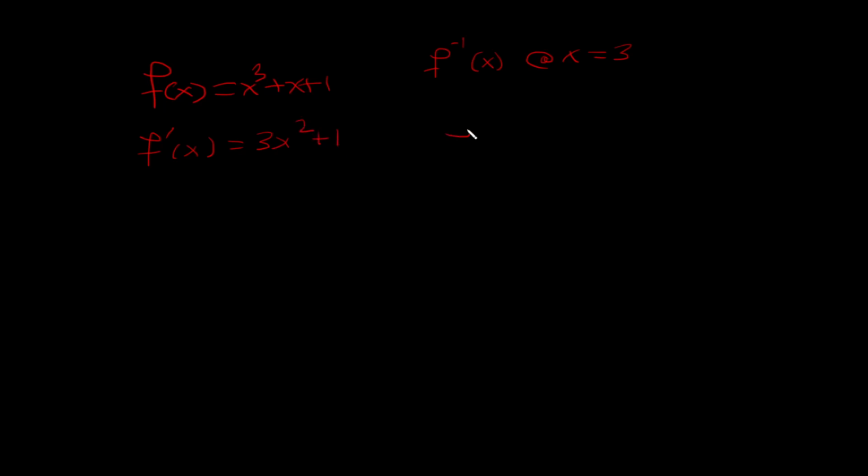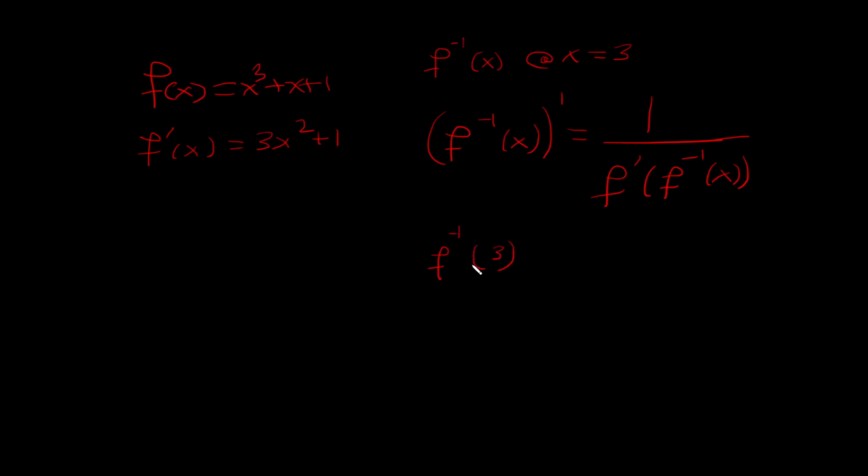But the derivative of an inverse is 1 over f prime of f inverse of x. So if I'm taking the derivative of the inverse at x equals 3, that's going to be 1 over f prime of f inverse of 3. The way to solve this is to first start on the inside. So we're going to start with f inverse of 3.